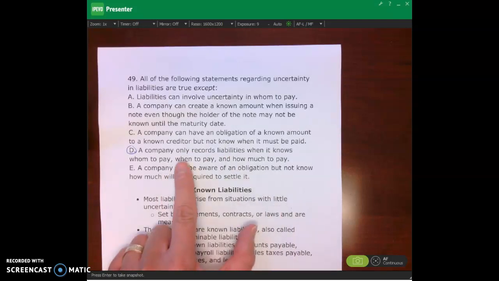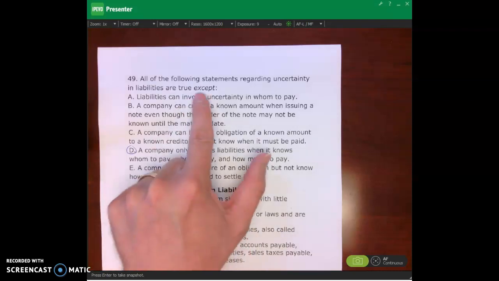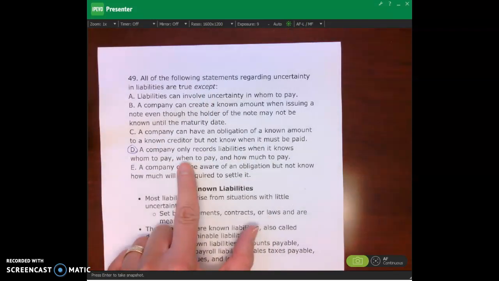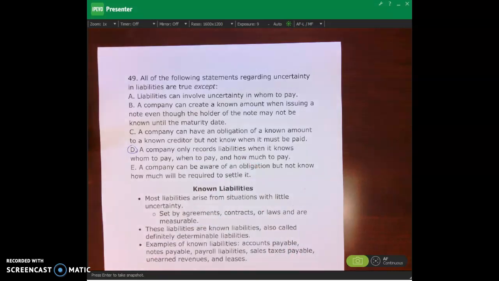Okay. E, a company can be aware of a liability but not know how much will be required to settle it. Yes, that is also true. So the one that is not true, because remember we're talking about except, is D. The company only records a liability when it knows exactly whom to pay, when to pay, and how much to pay. We said that there can be uncertainty with regard to those questions. So D is the one that doesn't belong.